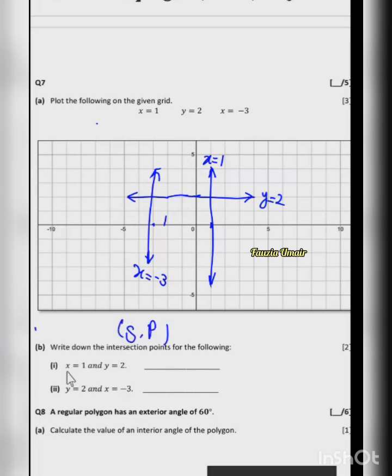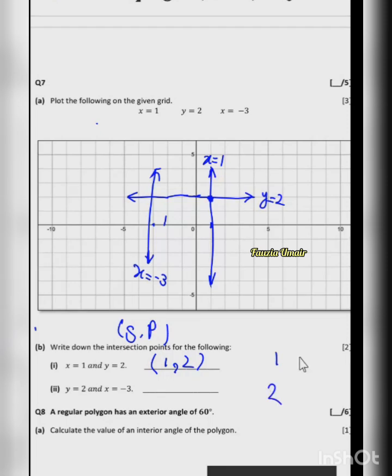X is equal to 1 and y is equal to 2. So this line is x is equal to 1 and this line is y is equal to 2. What is the intersecting point? This is the point. Can anyone tell me the coordinates of this point? Ma'am, 1, 2. Oh, 1, 2. So basically, students make mistakes here. They will write down 1, 2.